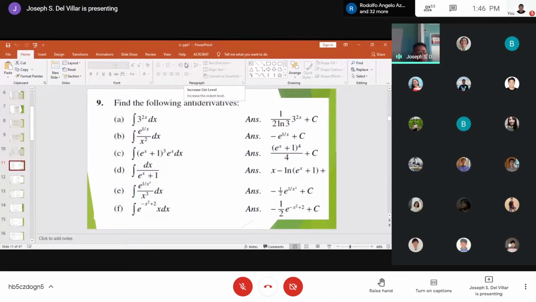Okay, can you give me the step-by-step procedure to solve for letter B? After the given, what should be the next step? Use substitution, sir. Ilagay nyo na, i-integrate nyo na, ilagay na in everything.